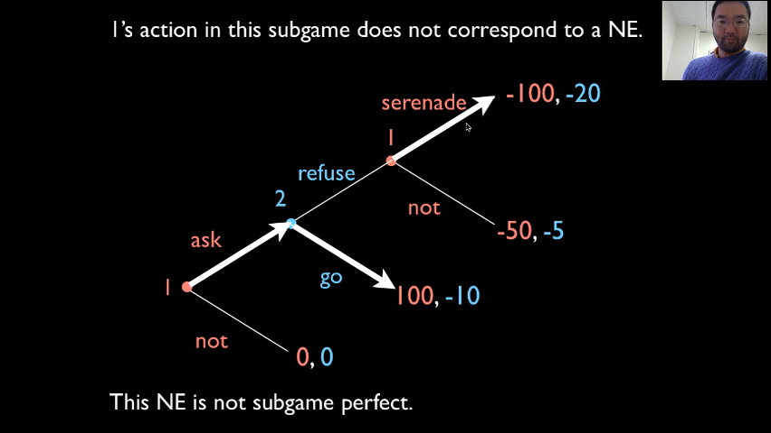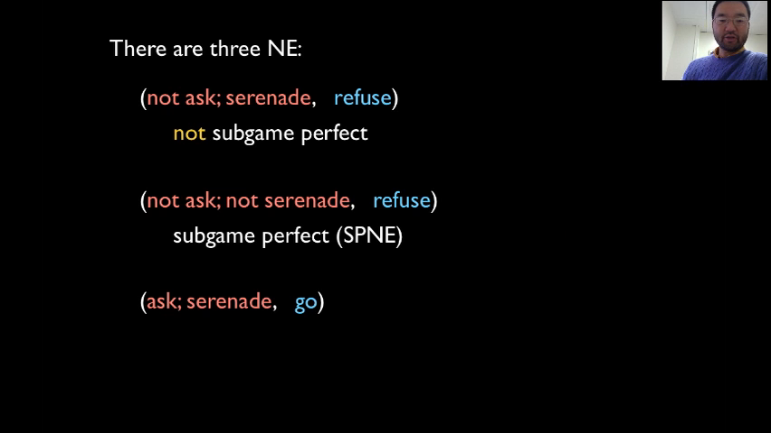Okay? Alright, so what do we do? We found 3 Nash equilibria, and this last one's not subgame perfect. So this one was not subgame perfect, this one is not, but this one was. Okay? Any questions? Okay, so is there an easy way to do this?